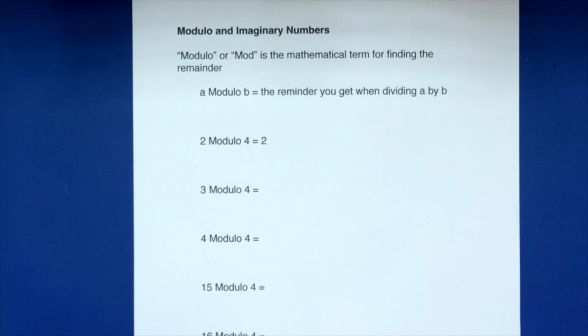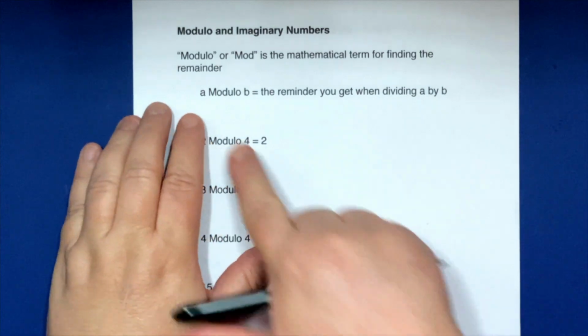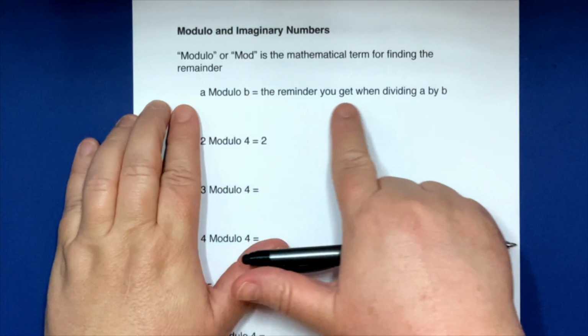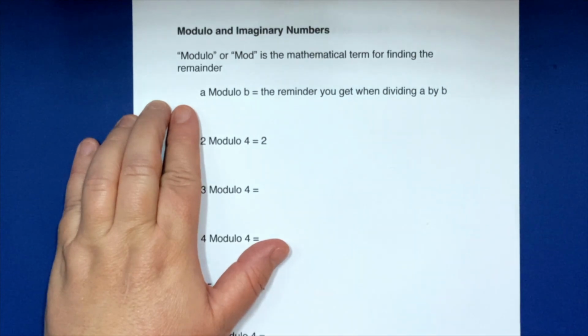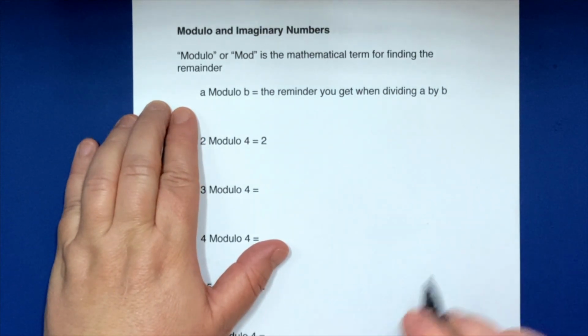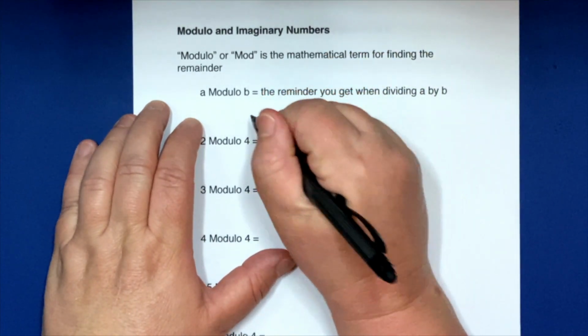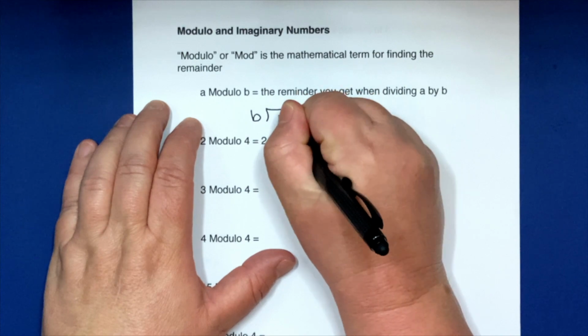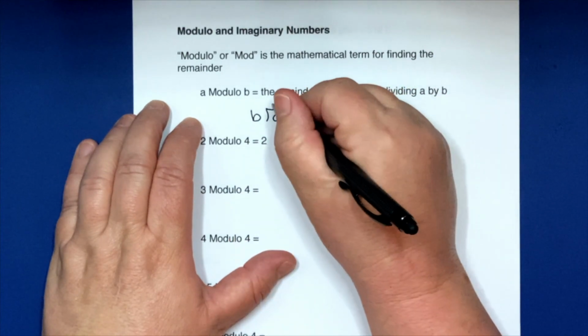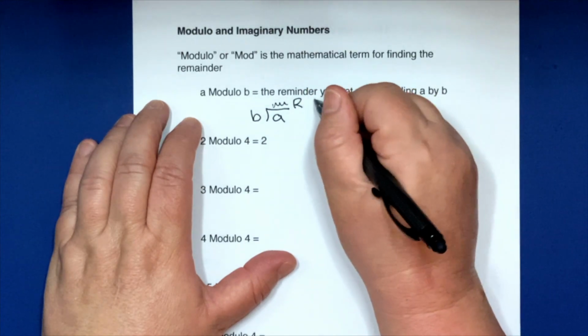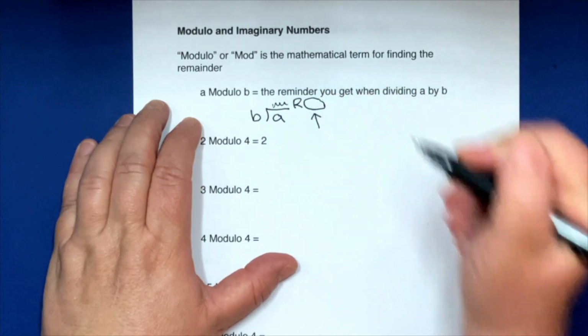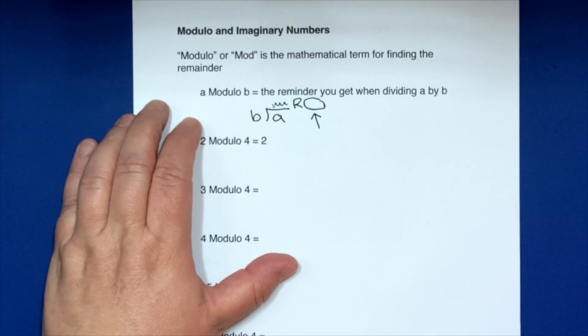And this is a concept that we use in math. We also use it a lot in programming, and there are other applications, but tonight I'm just going to be talking about the applications for imaginary numbers. So the actual definition is a little bit cumbersome. A modulo B is the remainder you get when dividing A by B, which if you're like me, your brain is like doing little circles there. So basically, if you divide B into A, you'll get some answer, who knows what it is, and then you'll get a remainder. And it's this right here that we're interested in. We're interested in the remainder part.